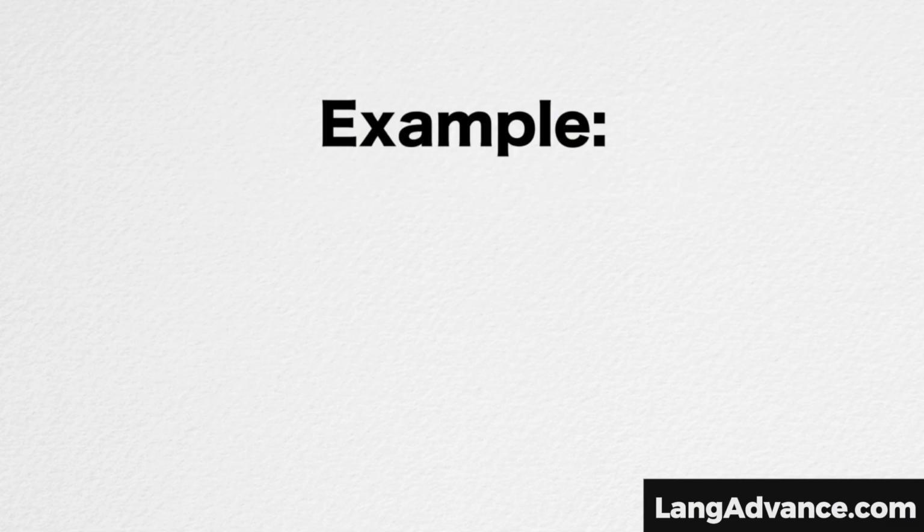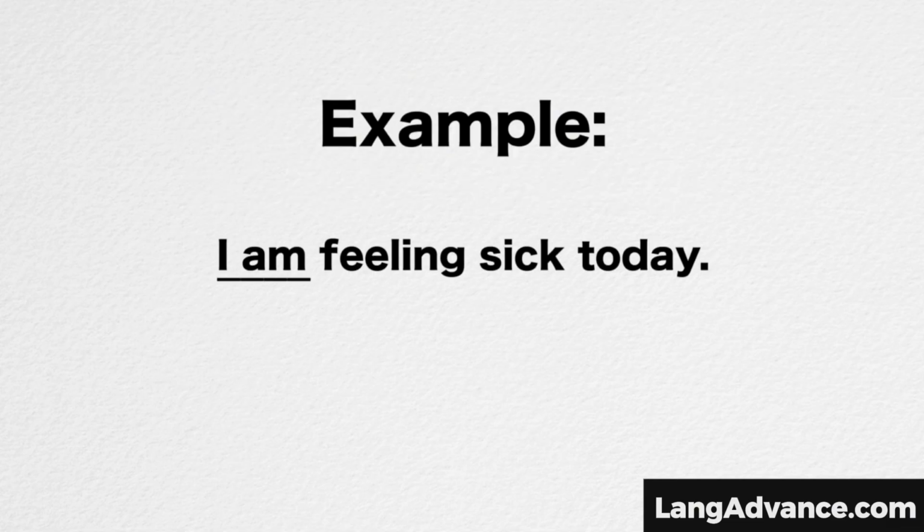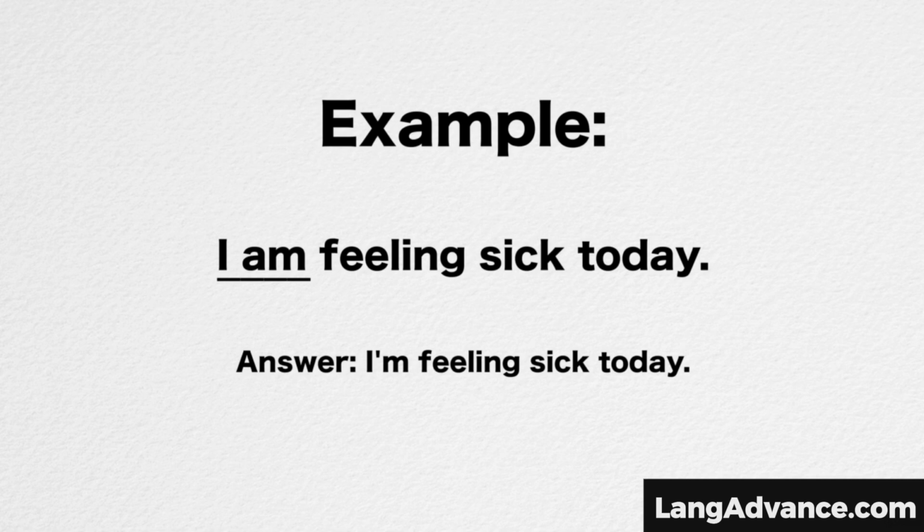Let's look at an example problem. I am feeling sick today. As you can see, the words "I am" are underlined. What I want you to do is to change the underlined words into a contraction using an apostrophe. The answer would be, I'm feeling sick today.